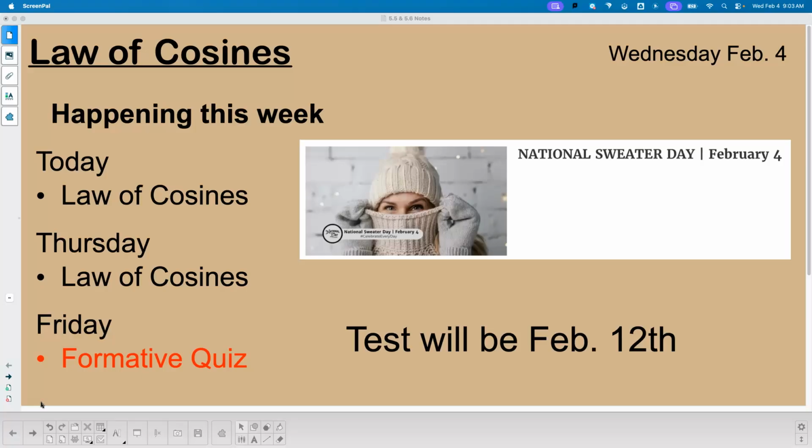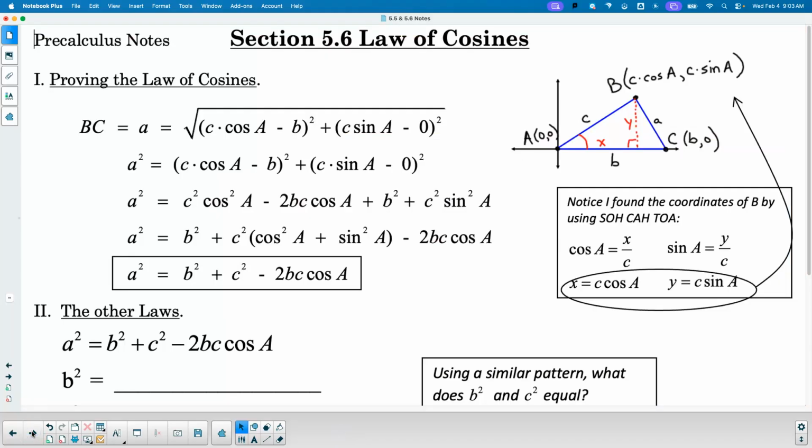So, upcoming things going on this week. Today we're going to get into the law of cosines. Tomorrow we'll get into more of the law of cosines with some more application type stuff. And then on Friday, you will take a formative. Then next week, Thursday, you'll have your test on law of sines, law of cosines. With that being said, let's get into it.